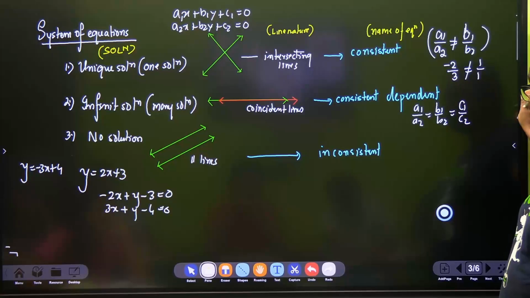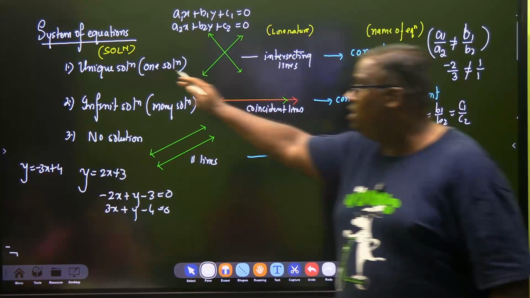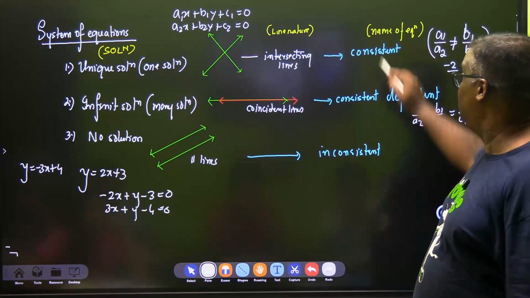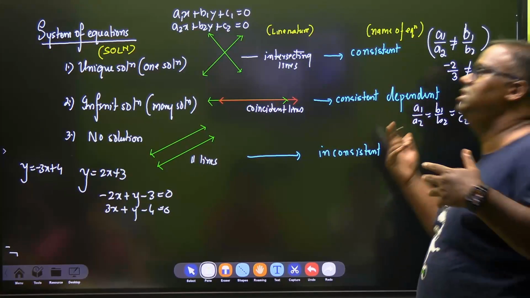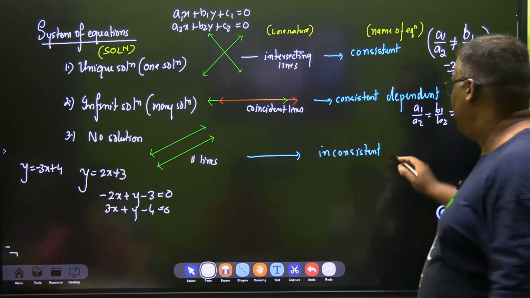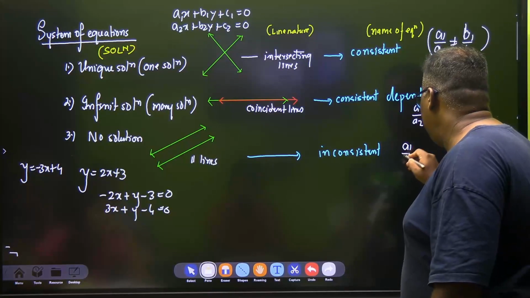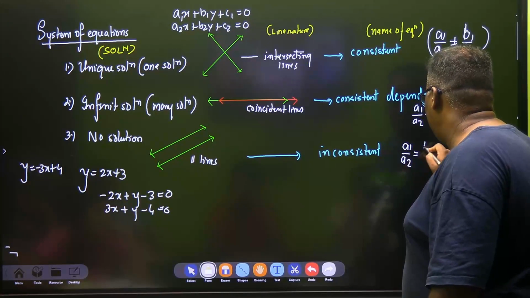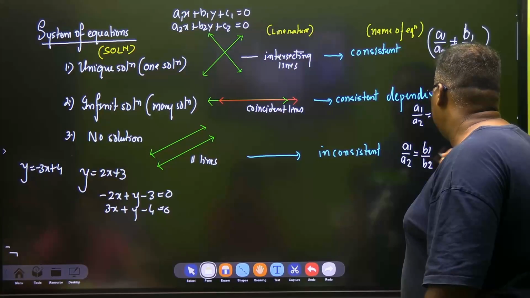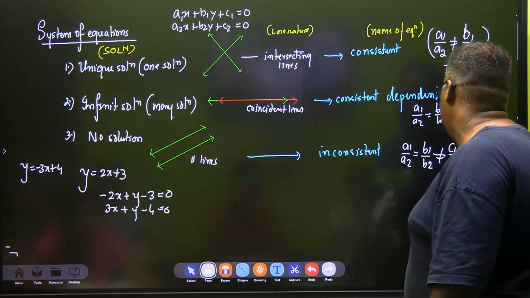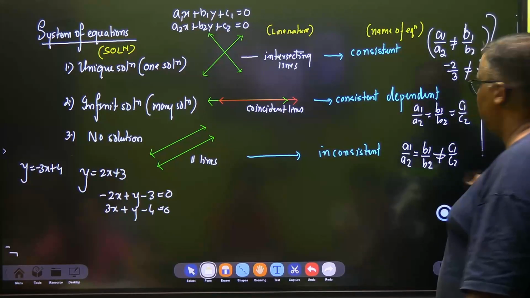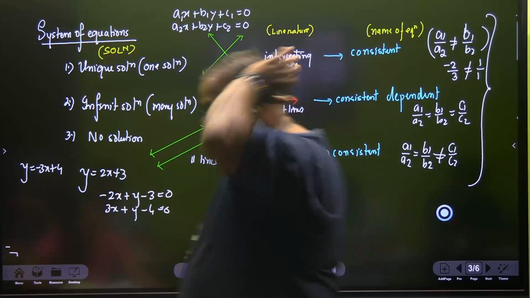All the names should be very clear because when they give you fill in the blanks and true or false, they will not use this language. These are very easy. They will use consistent, coincident, consistent dependent, inconsistent. And here it will be a1 by a2 equal to b1 by b2, but not equal to c1 by c2. These three criteria should be in your medulla oblongata.